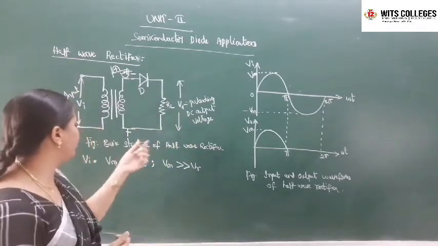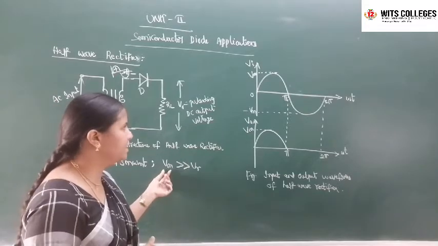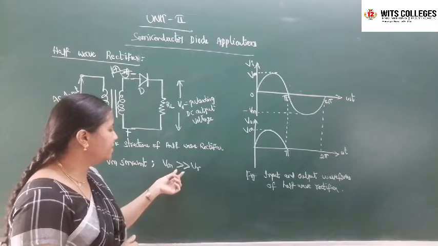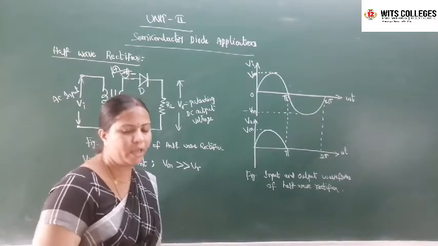Here we are giving the input voltage Vi equal to Vm sin omega t, where Vm is the maximum voltage of the input signal. So Vm is greater than Vr, where Vr is nothing but the cut in voltage.